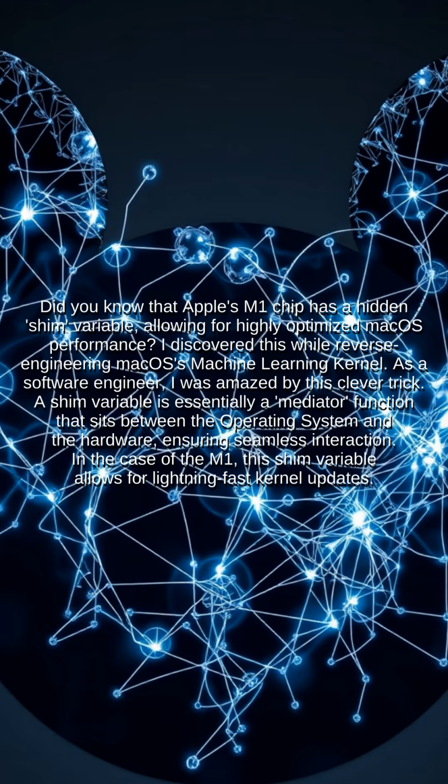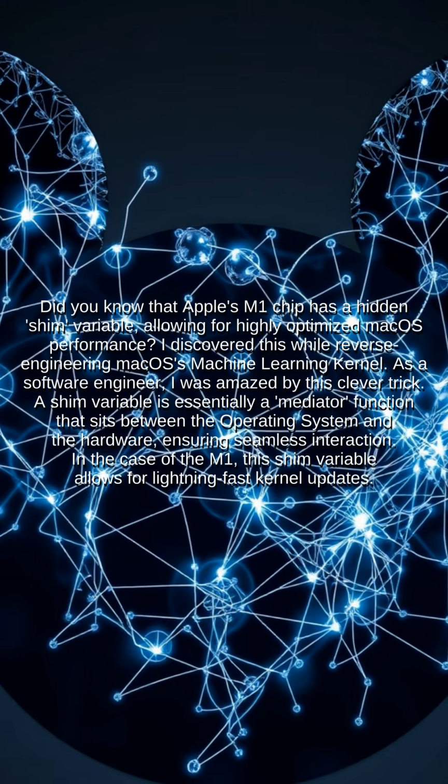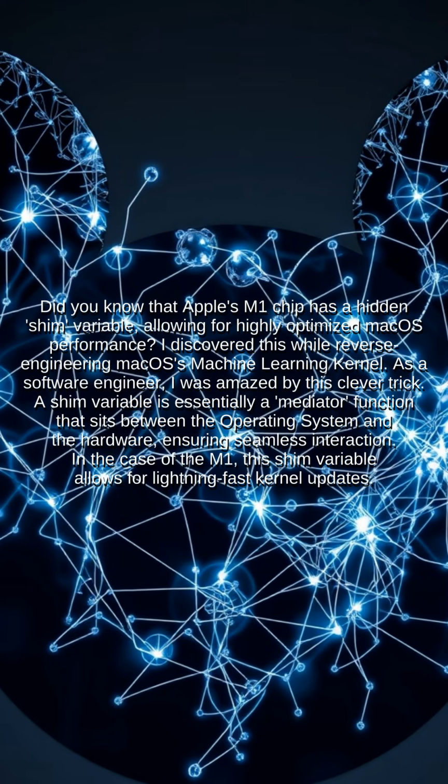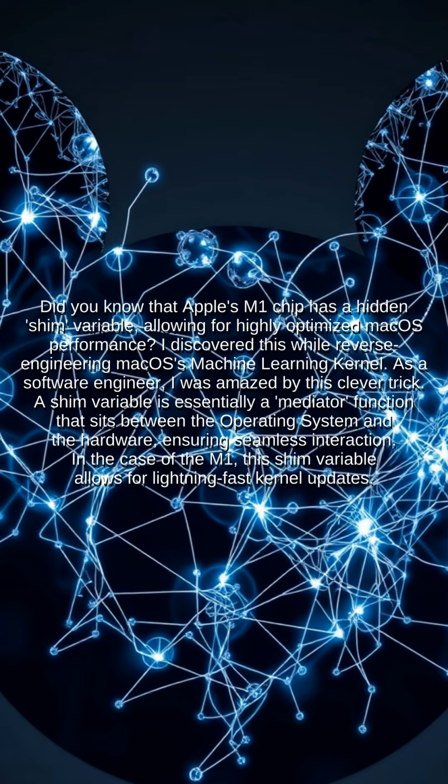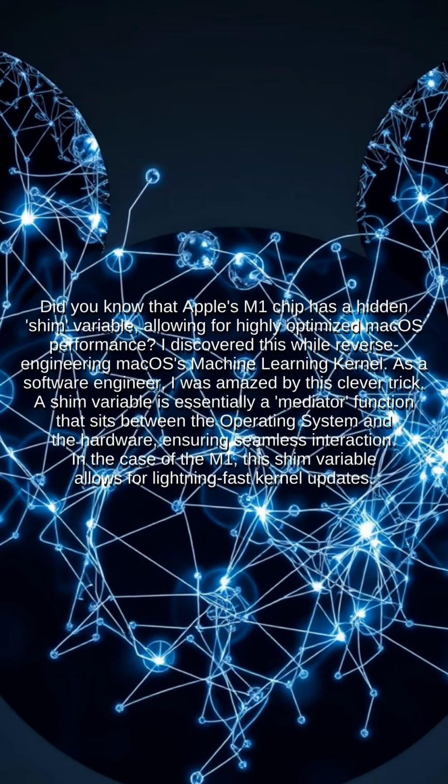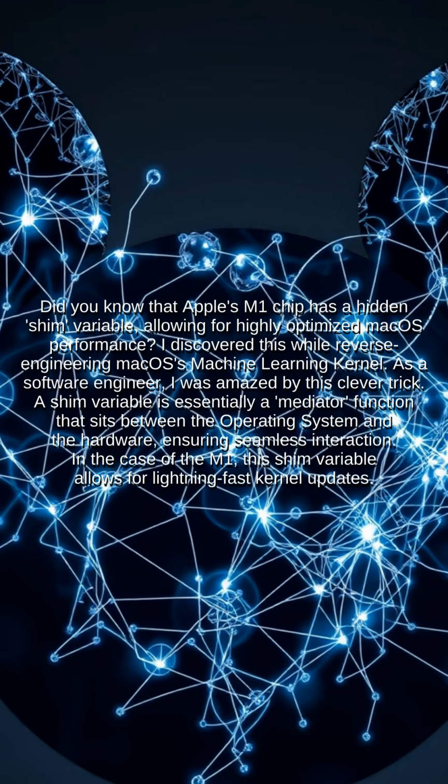A shim variable is essentially a mediator function that sits between the operating system and the hardware, ensuring seamless interaction. In the case of the M1, this shim variable allows for lightning-fast kernel updates.